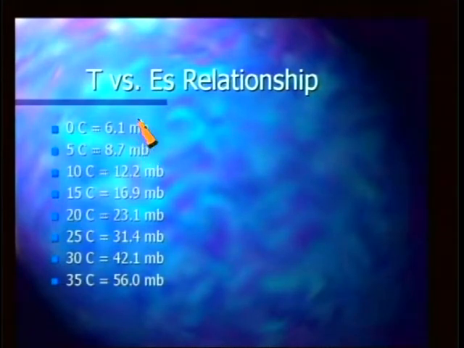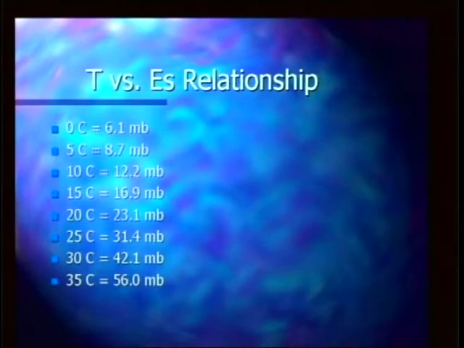So if we point this out starting from the top, we have a temperature of freezing is 6.1 millibars. We go up 5 degrees Celsius is 8.7. But as the temperature continues to increase, this value of saturation vapor pressure begins to go up very rapidly. By the time we get to 30 degrees Celsius, we're up to 42.1 millibars. So that's showing that exponential type relationship of the more the temperature increases, the more moisture that can be in the air.